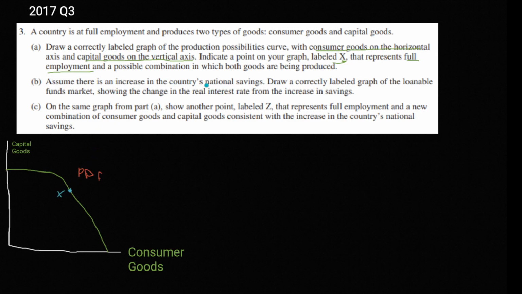Assume there's an increase in the country's national savings. Draw a correctly labeled model for the market of loanable funds, showing the change in real interest rate from the increase in savings. All right. So we're going to reread that again in a minute, but we're going to graph.